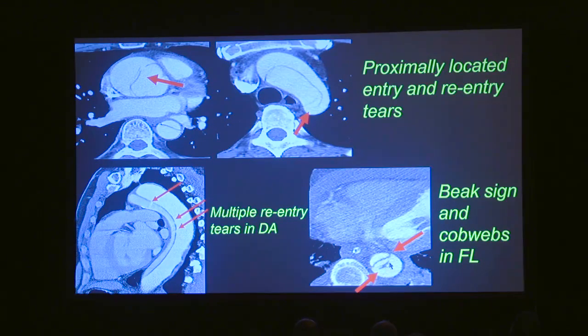The second sign is called the beak sign. You can see the beak sign anteriorly, and that is because the false lumen doesn't have a good outflow. So the false lumen is constantly under systolic blood pressure, and that's why the false lumen is typically larger than the true lumen, because of this constant systolic pressure.